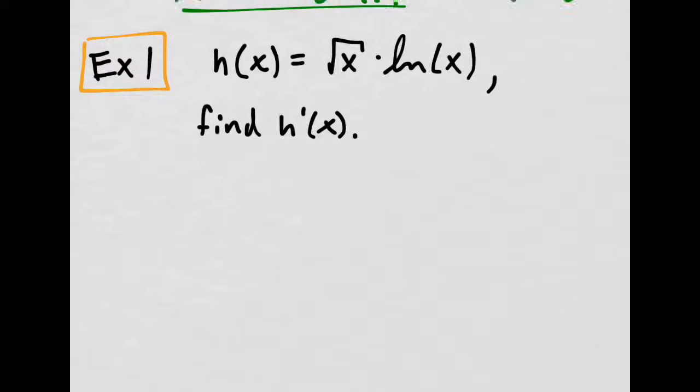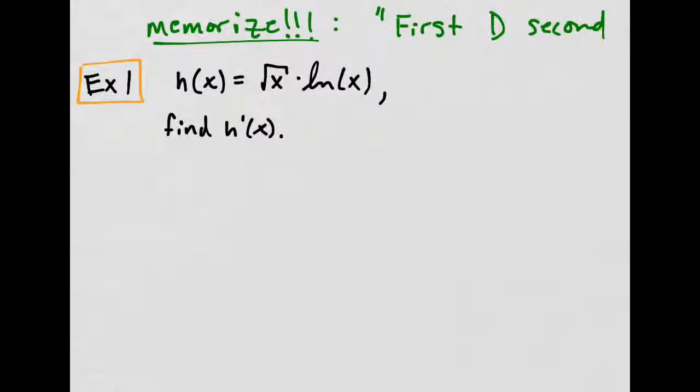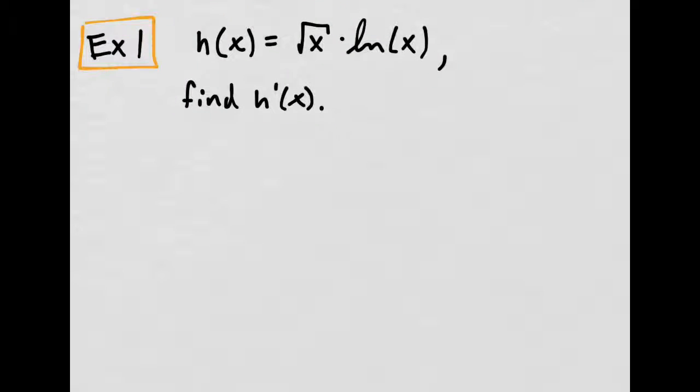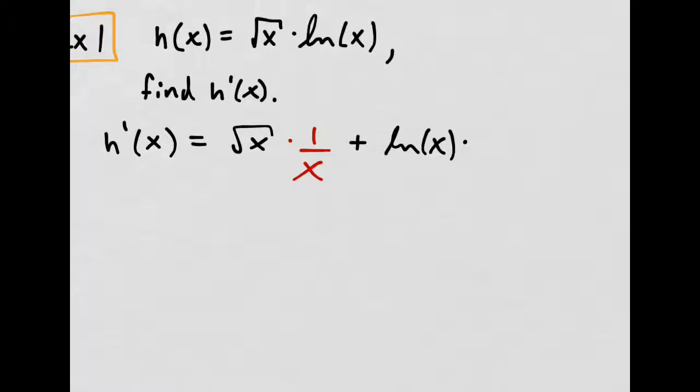All right, so I already have my words memorized. Maybe you should try this. Pause it and try it on your own. First d second plus second d first. All right, hopefully you paused it. h prime of x then is, I don't have to write down any formula. I just take the first, the way it is, first. D second, the derivative of the natural log is 1 over x. First d second plus second, well that's just the natural log of x. D first, so that would be 1 over 2 square root of x, right? Because that's the derivative of each of those.